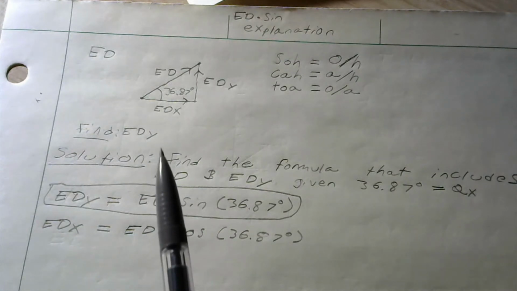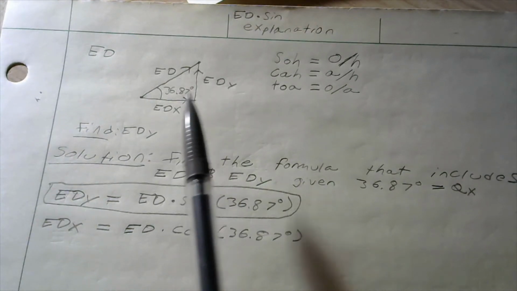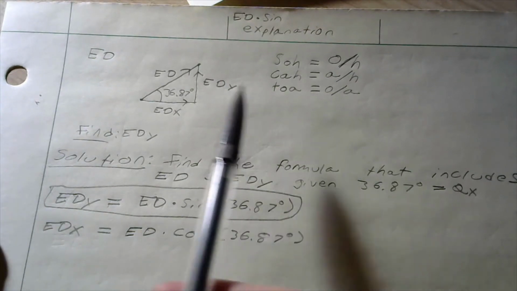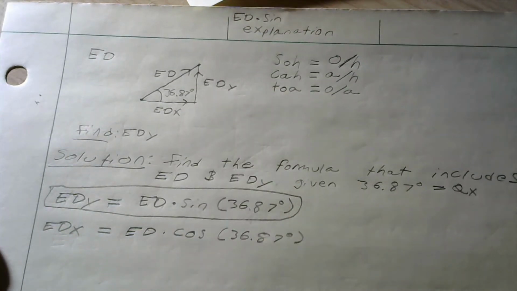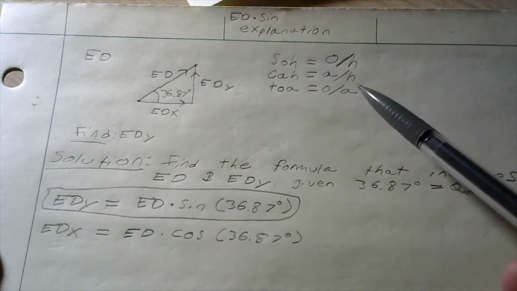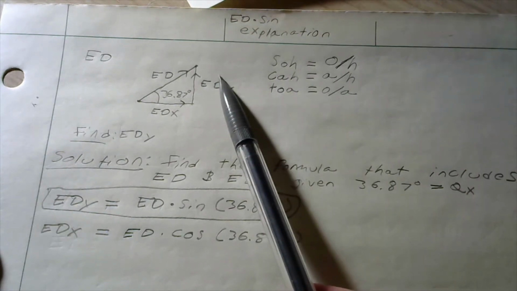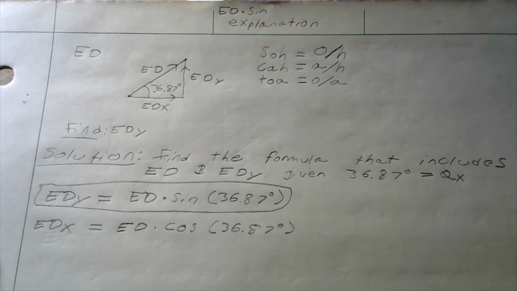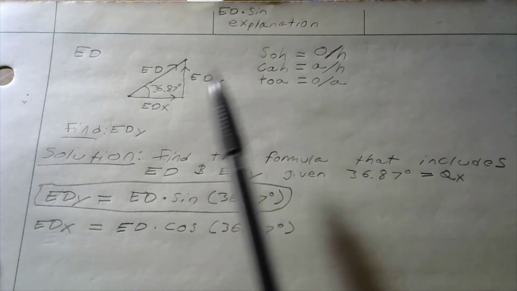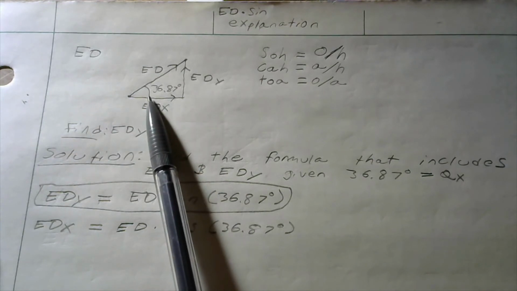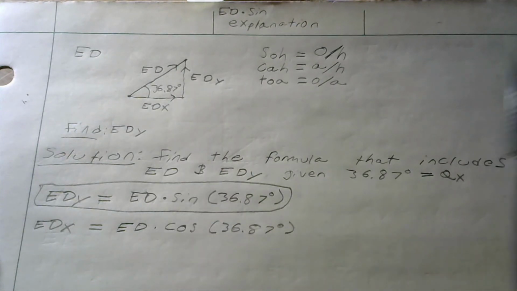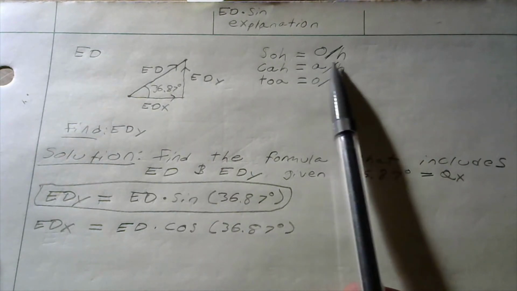You're going to have this x component. You're going to have the y component. There's the angle we found. And we need to find this y component. So we need one of these three formulas that will give us the y component, EDy. And the one that gives us that is sine. So you look at the perspective of the angle and you say, okay, I need the opposite and the hypotenuse in one equation. The only one that does that is sine.